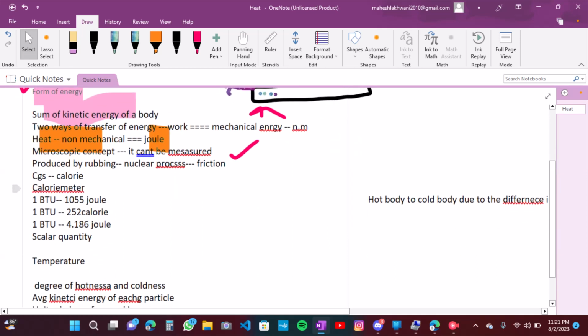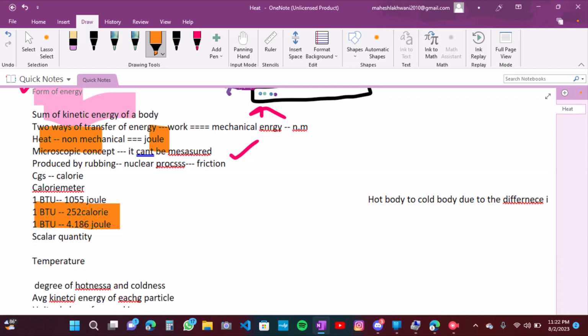Those are the British thermal unit, which is equal to 1055 joule. Then we have one British thermal unit is equal to 252 calorie, and one calorie is also equal to 4.186 joules. These values are quite important to learn. Moreover, heat is a scalar quantity.